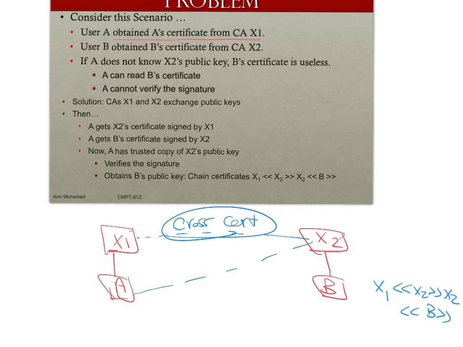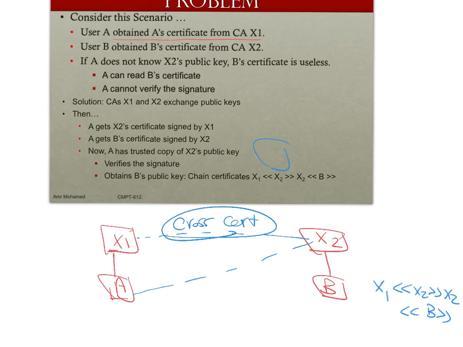That means X1 and X2 exchange their public keys. So X2 needs to exchange its public key with X1. These certificate authorities need to exchange their public keys together. They need to trust each other and establish some trust between each other. And this trust sometimes may be based on a third party. Yes, there has to be some certification.